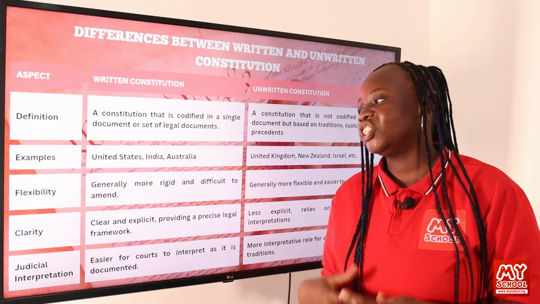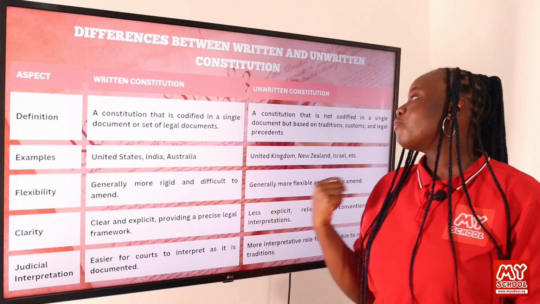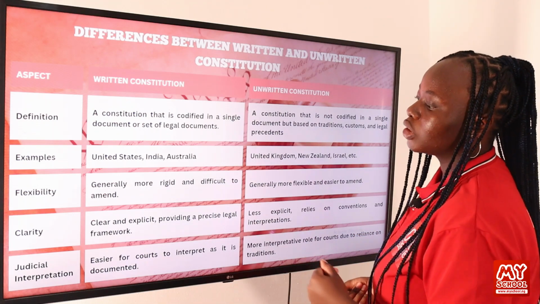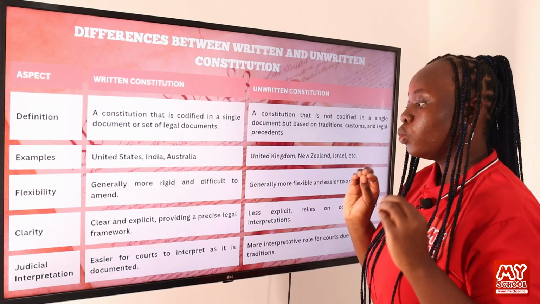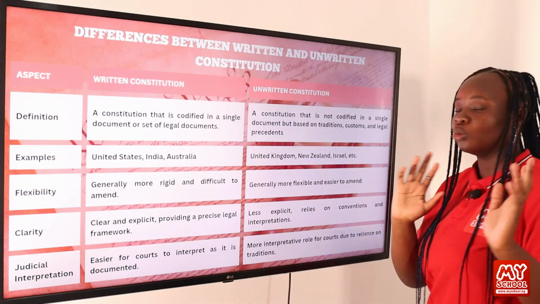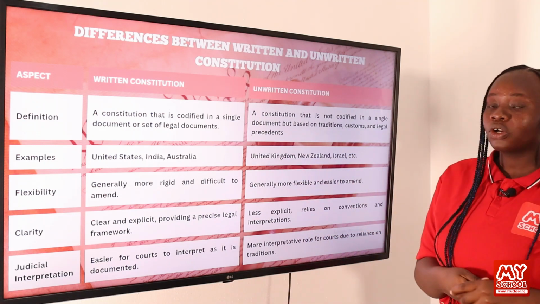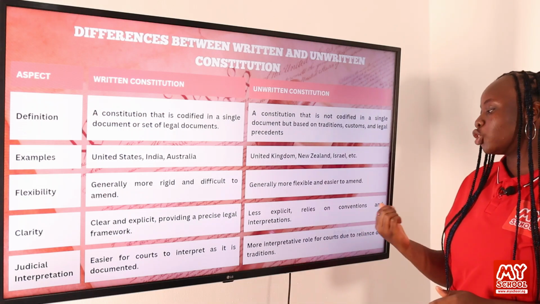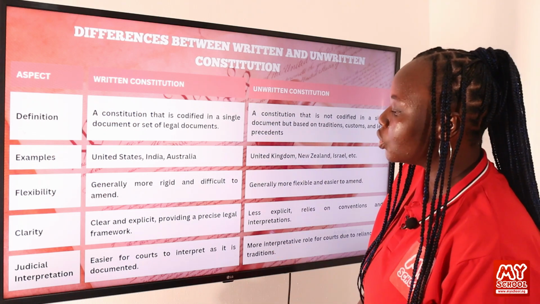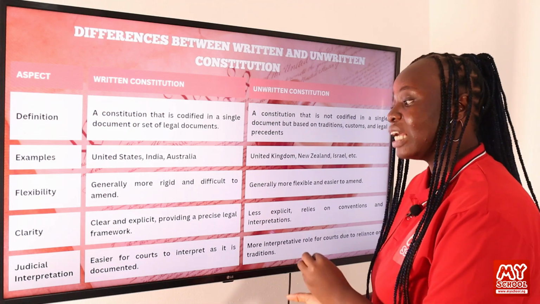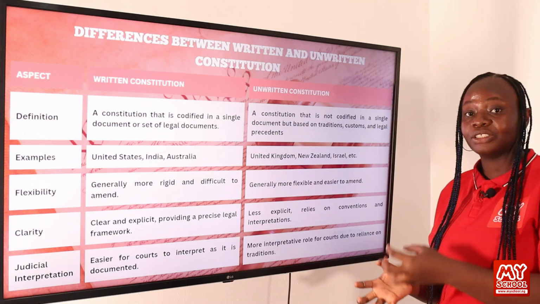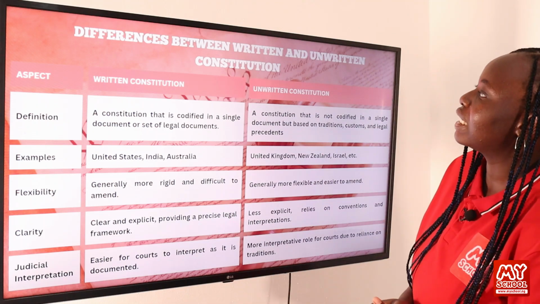Then a written constitution is generally more rigid and difficult to amend, while an unwritten constitution is generally more flexible and easier to amend. Then a written constitution is usually clear and explicit, providing a precise legal framework. You can always go with the documents, with the laws to plead your case in the court of law. Then an unwritten constitution is less explicit and relies on conventions and interpretation based on the situation at hand. Then a written constitution is easier for courts to interpret as it is documented. But for unwritten, there is a more interpretative role for courts due to reliance on traditions. Now let's move on to the next slide.